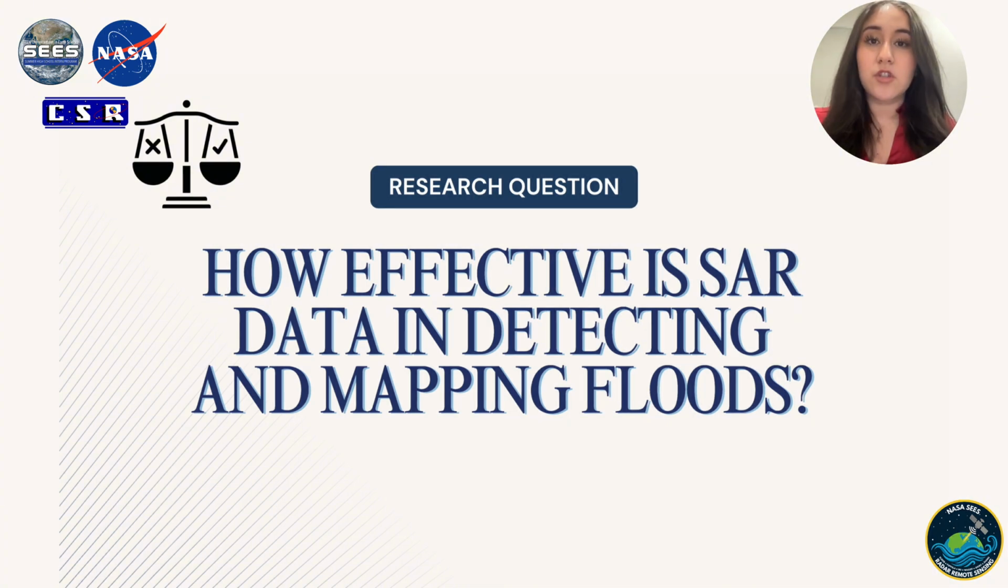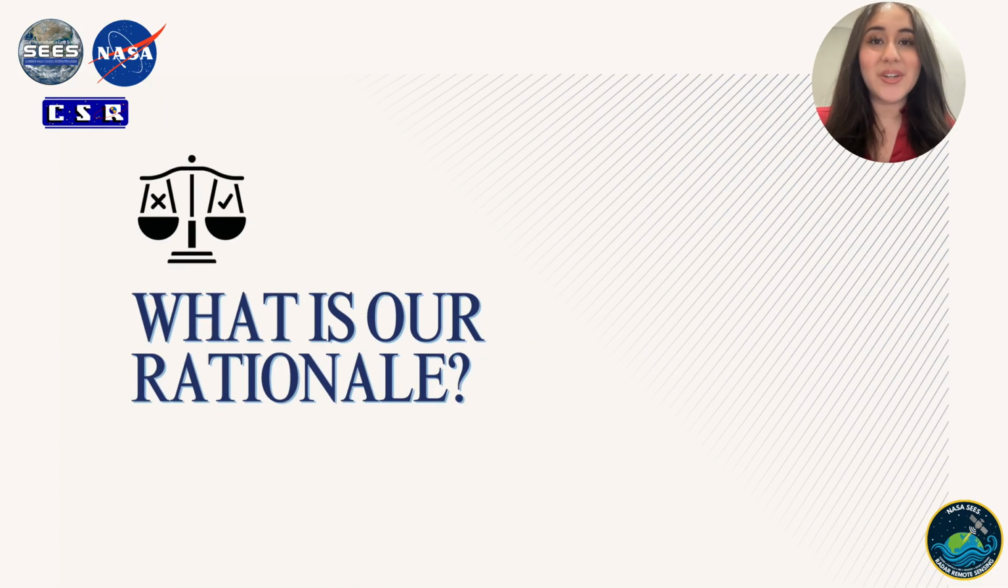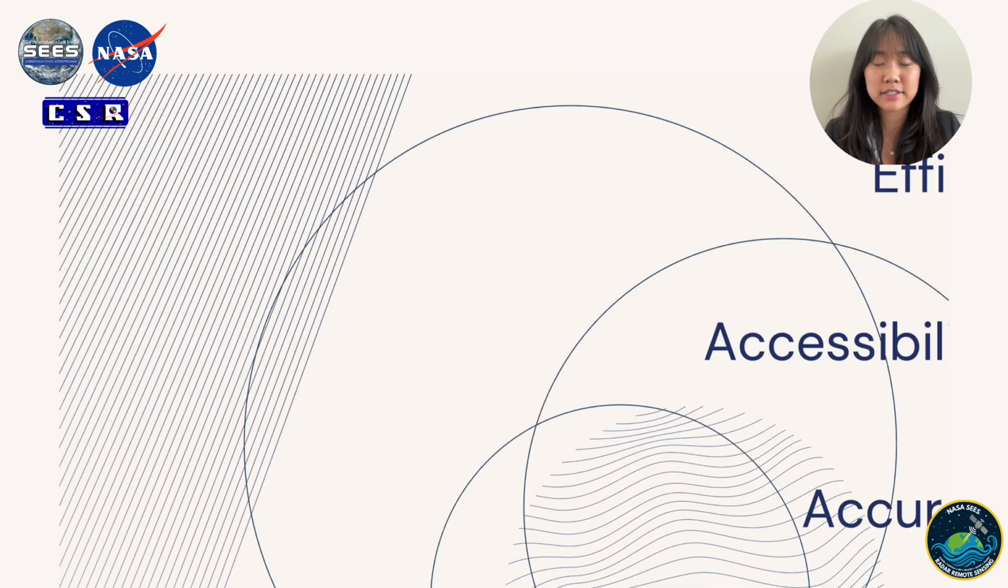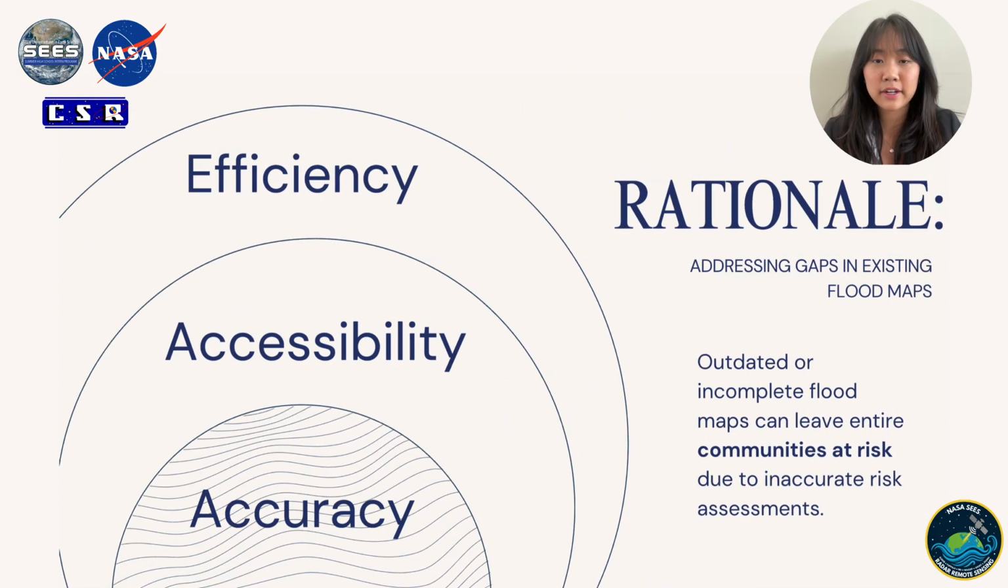This leads us to our research question. How effective is SAR data in detecting and mapping floods? Now, let's look at our rationale. So first is addressing gaps in existing flood maps. Current flood risk maps, like those created by FEMA and other agencies, often underdetect the frequency and full extent of floods. These underestimations can leave flood-prone communities vulnerable and underprepared. By using SAR imagery, we hope to highlight where current flood maps fall short, as well as demonstrate how SAR-based methods can be more timely, consistent, and accurate for flood detection on the global scale.